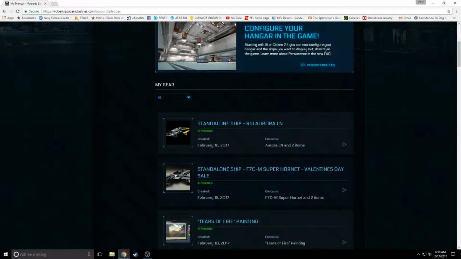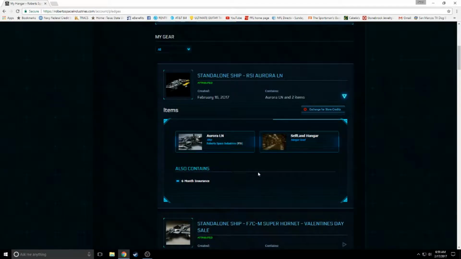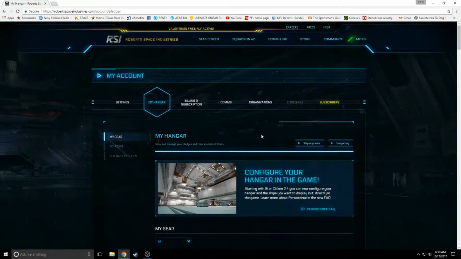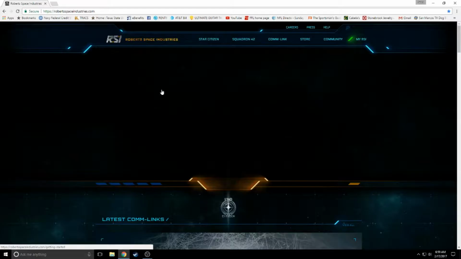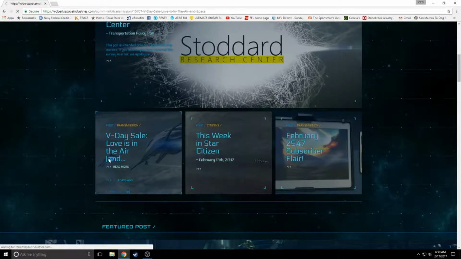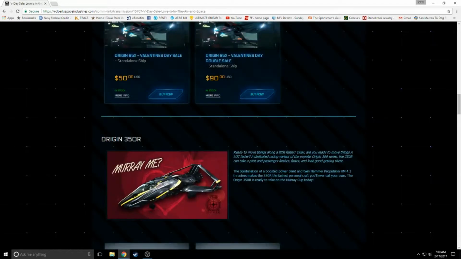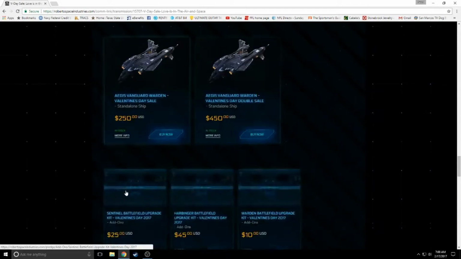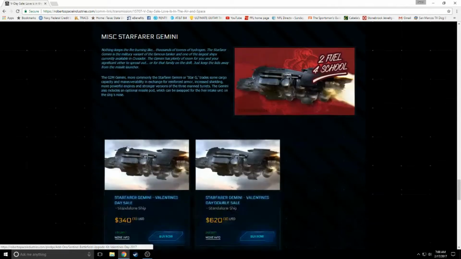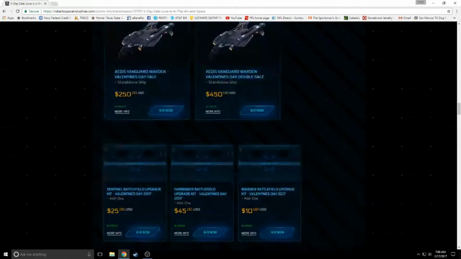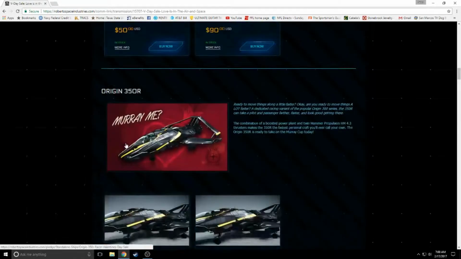Again, as you read right here, standalone ship, right? So right now I'm locked out for another 5 hours or so till I can trade this in so I can go back to the sale and buy this one that says package. It's kind of weird to me because this is $35 and technically I just spent $180 and I can't get into the PU. So, I don't know. It seems a little fishy, but I get it.